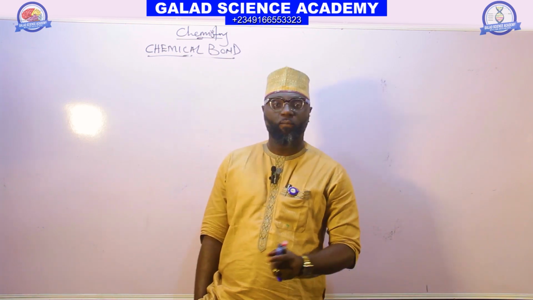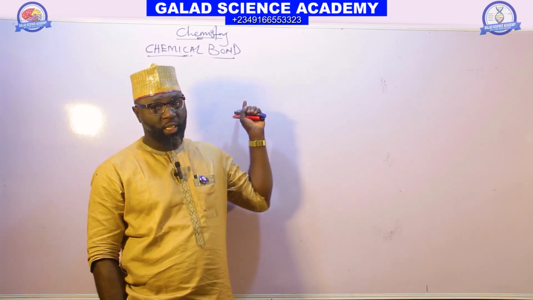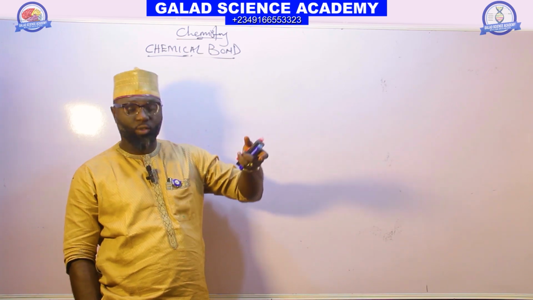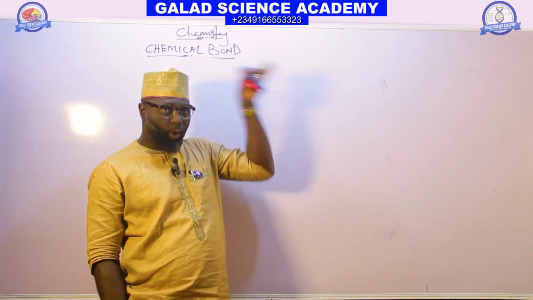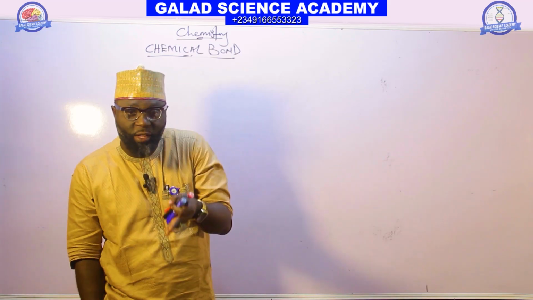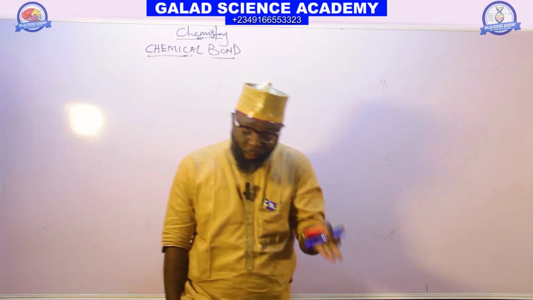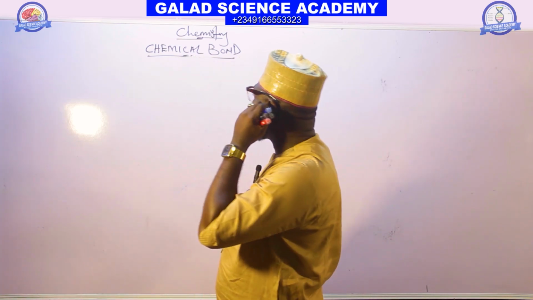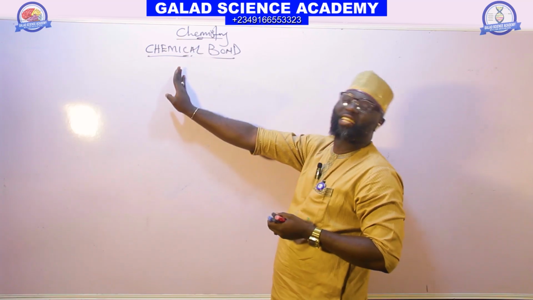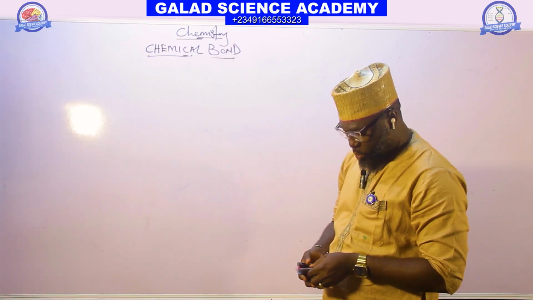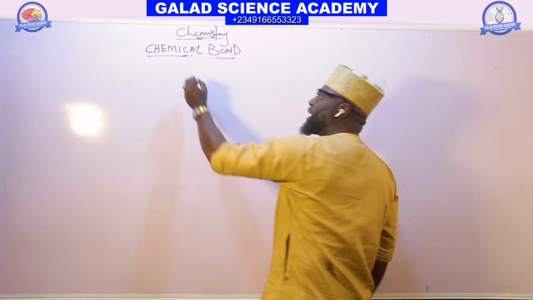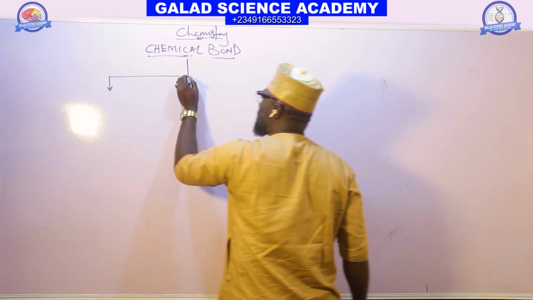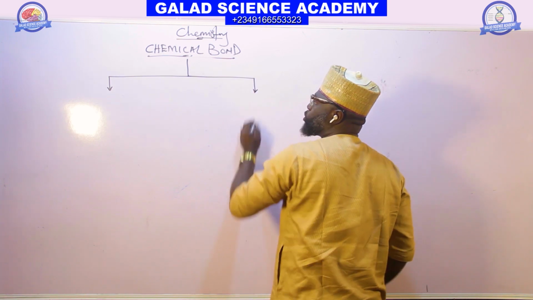The next aspect, under chemical bonding: we have explained the octet rules, why atoms bond, and some molecules that disobey the octet rules. So the next thing we are going to treat now is the types, or how we are going to classify chemical bonding. Chemical bonding can be broadly classified into two parts.